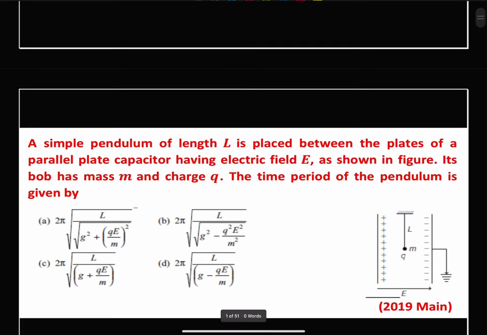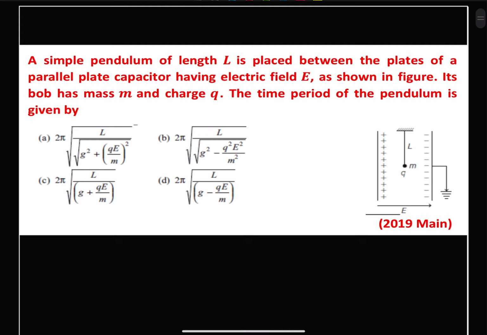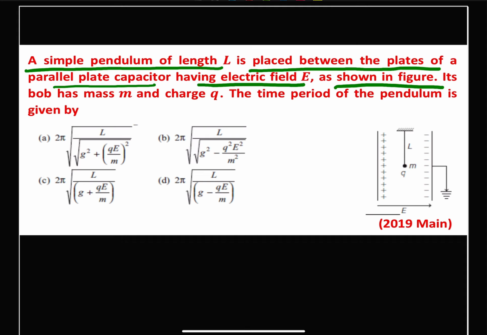So in the first question, it states that a simple pendulum of length L is placed between the plates of a parallel plate capacitor having electric field E as shown in the figure. Its bob has a mass m and charge q. The time period of the pendulum is given by. A basic figure is given to us.